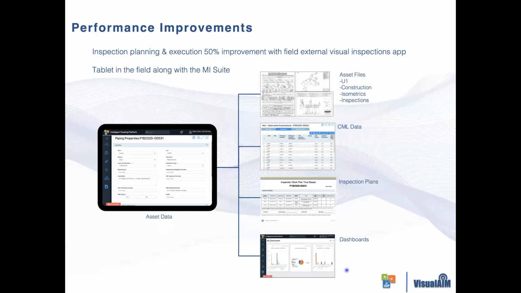So those two items, the external visual inspections and the access to the mechanical integrity suite, are what are ultimately resulting in this 50% improvement when implementing our mechanical integrity software across these 8 sites.